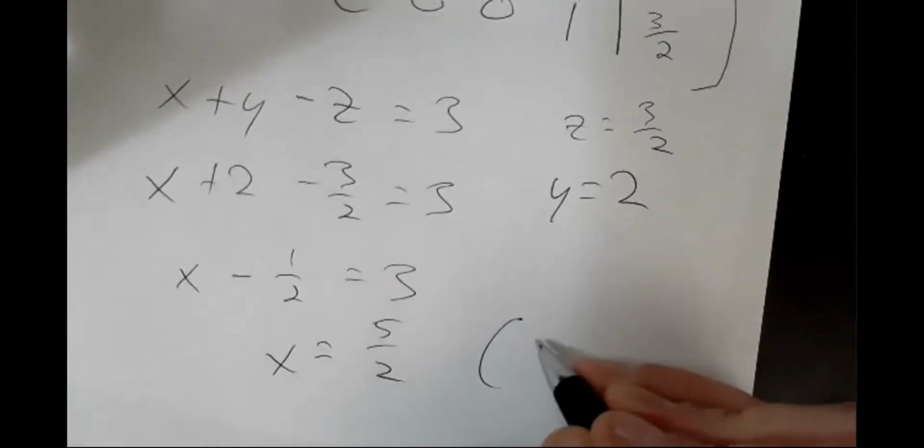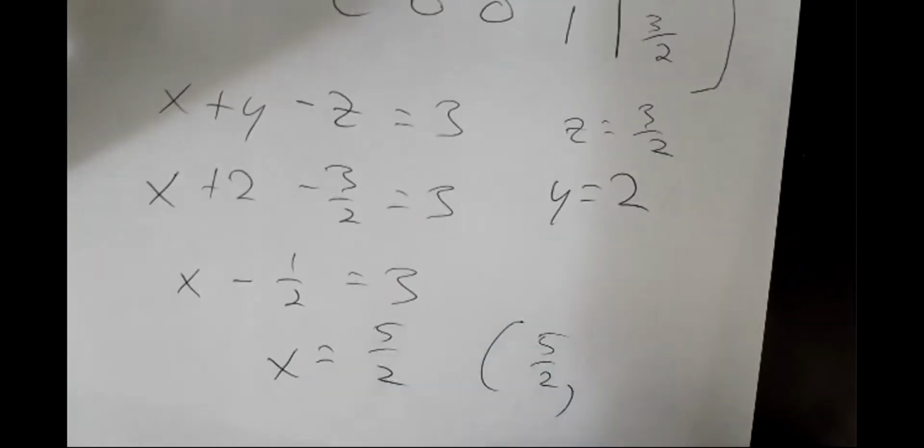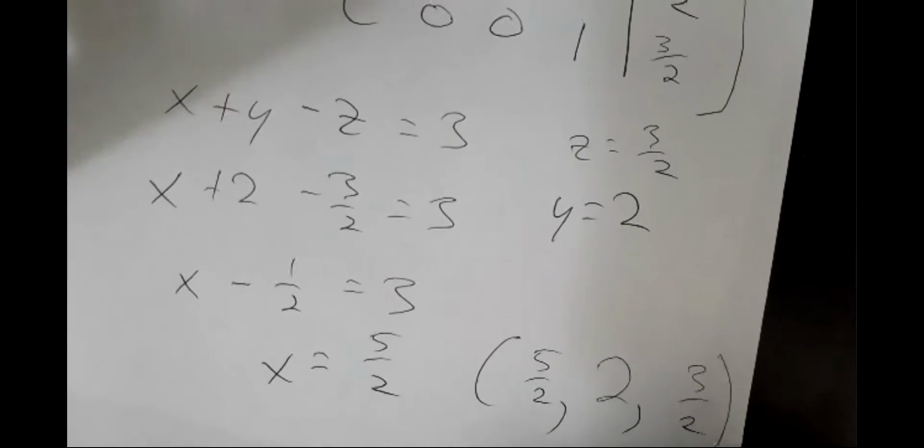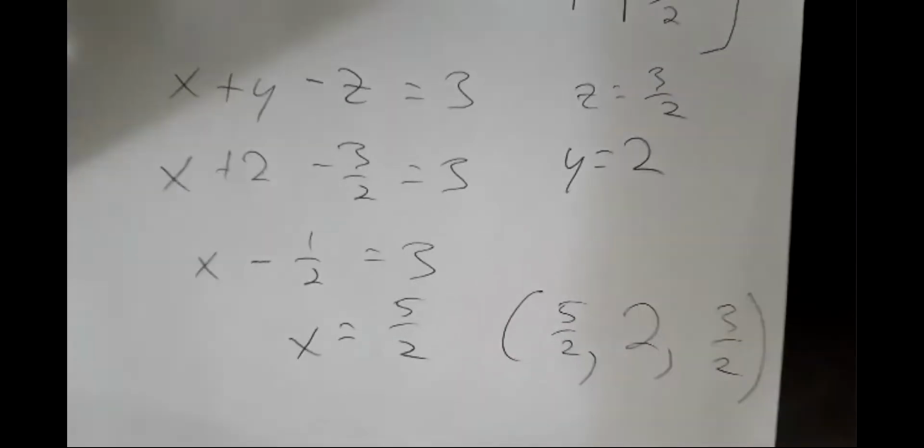So let's do these. My x is 5/2, which is 2.5. My y is 2, and my z is 3/2. Is that what you are getting? Hopefully.